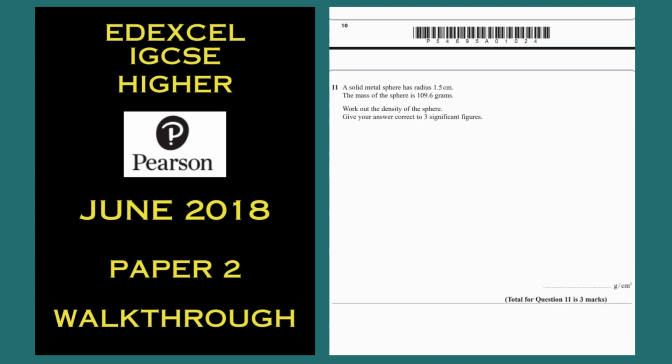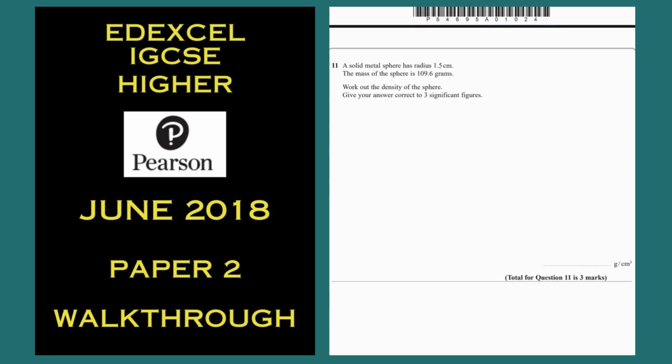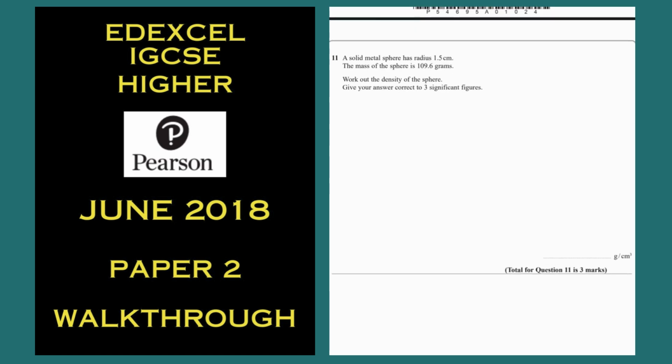Number 11, so we've got solid metal sphere. So at this point, do refer back to your formula booklet, because the volume of a sphere is 4/3 times by pi times by the radius cubed, and that's your volume. Now your calc will spit out 9 pi over 2. You can obviously work in the decimals if you wanted to.